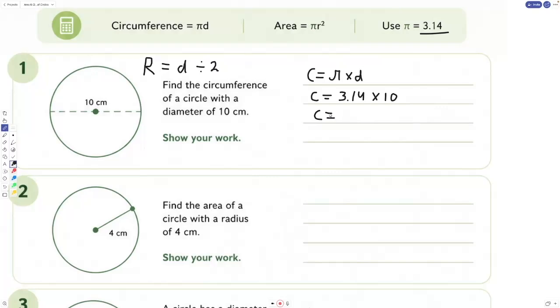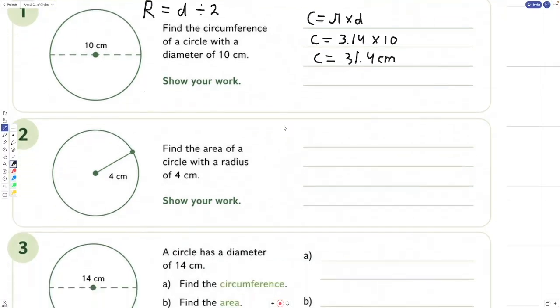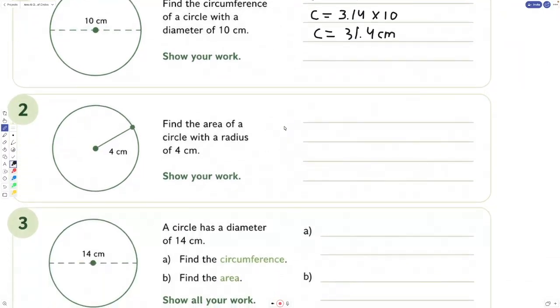If you know, write it down. And if you said 31.4 centimeters, you are correct. Good job. And that would be the final answer. Now let's move on to question number 2, where it says find the area of a circle.